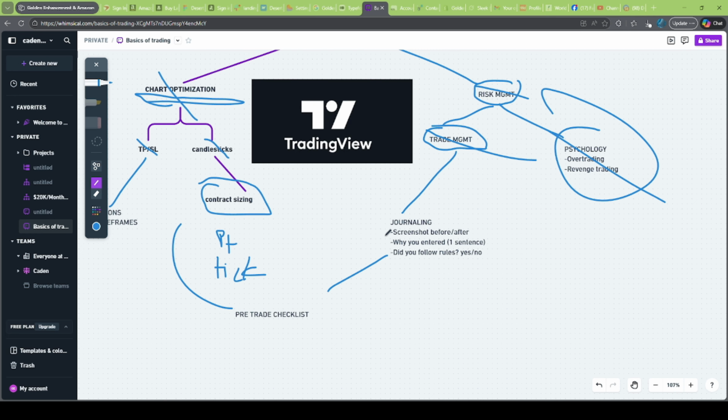But you're going to want to screenshot before your trade and after your trade. So you're going to want to know what your trade looks like before you enter versus after it. And then keep it simple. Simplicity is the king here. Why you entered in one sentence. So list your confluences, list your setup, if it played out, whatever. And then at the end, did you follow your rules?